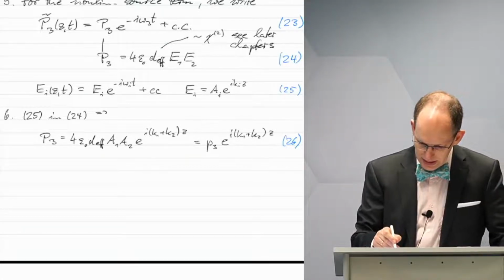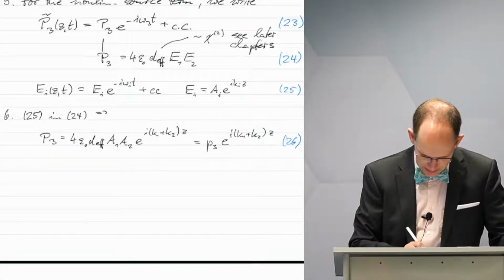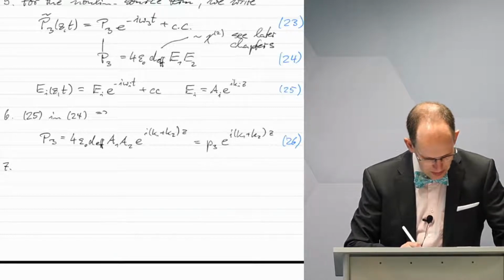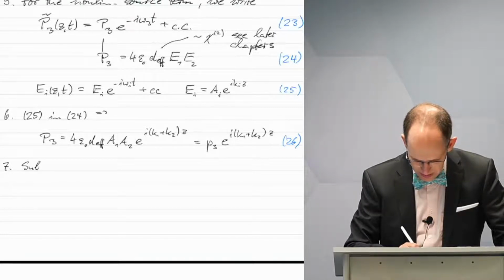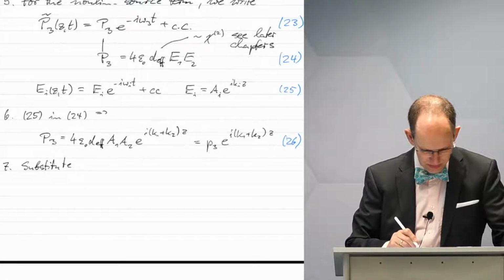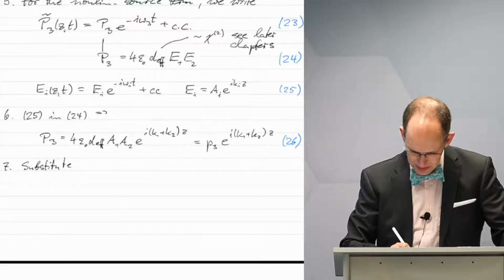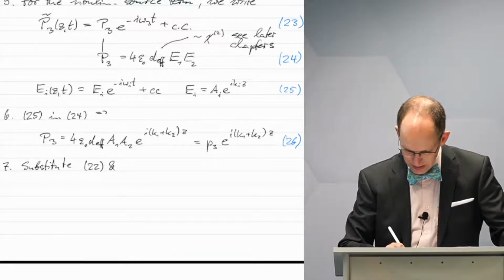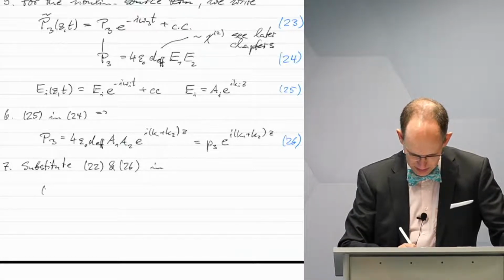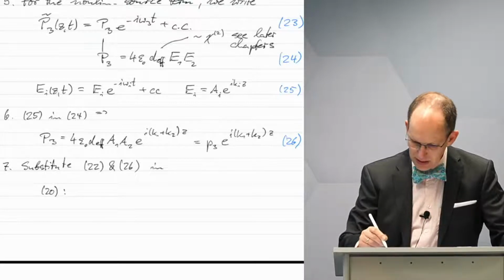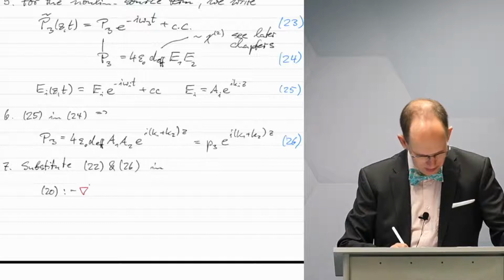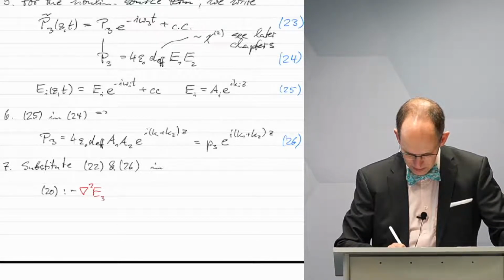And to this end, I would write equation 20 once again. So what we want to do is to substitute equations 22 and 26 into equation 20, and I write it down once again, and I do it in colors because we will evaluate it term by term.